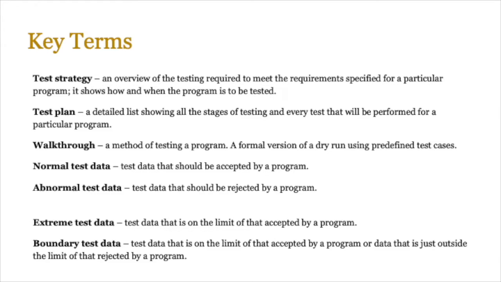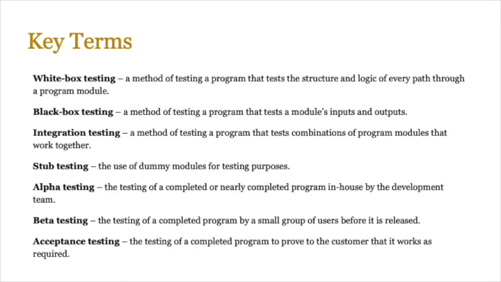We're going to go through different types of test data. Most of this is covered at IGCSE level, but if you're not sure, this will be a nice review for that: normal, abnormal, extreme, and boundary. And then we're going to look at the specific forms of testing: white box, where you test every logical part of the program, every procedure, or black box testing, where you just look at the inputs and outputs, whether the program is doing what it's supposed to be doing, and so forth.